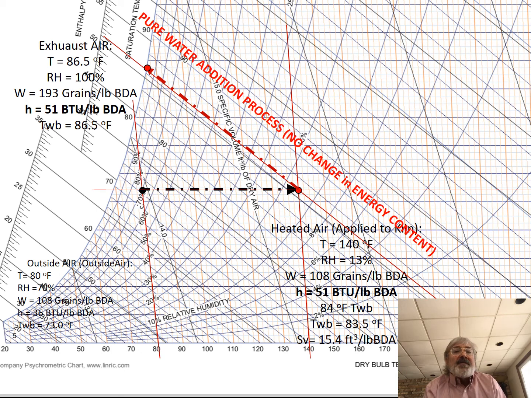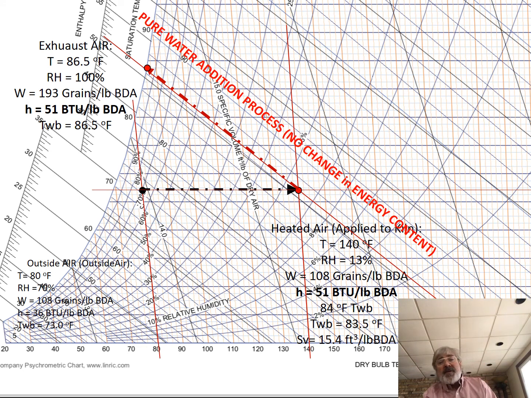So I have an exhaust temperature of about 87 degrees at 100% humidity. But I've also gained a bunch of moisture. I'm up to 193 grains per pound of bone dry air, where before I was only at 108 grains per pound of bone dry air. Well, the difference between those grains per pound of bone dry air, that's my drying rate, okay? So my drying rate is 193 minus 108 grains per pound of bone dry air.